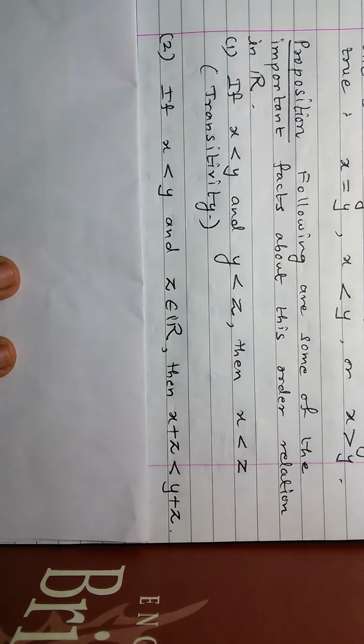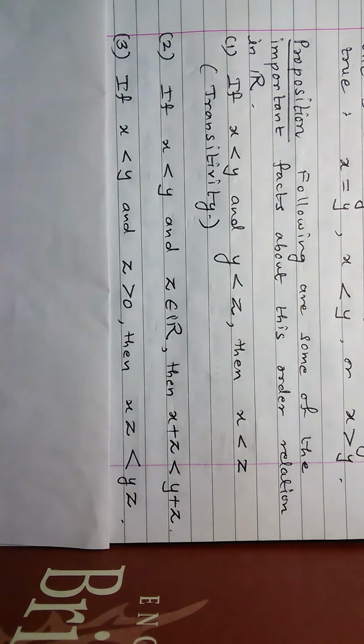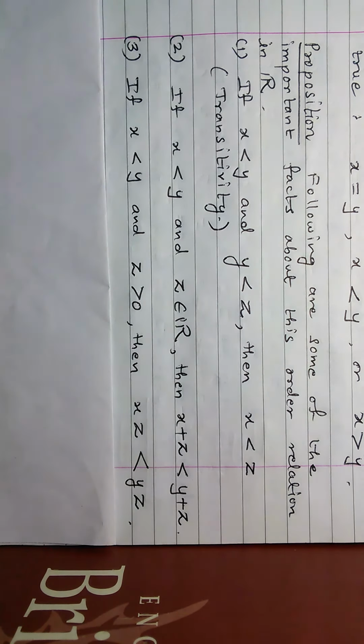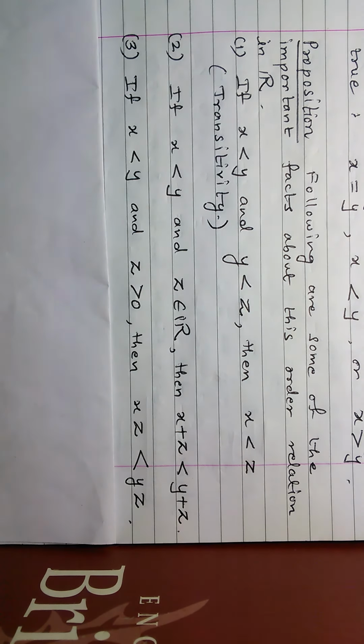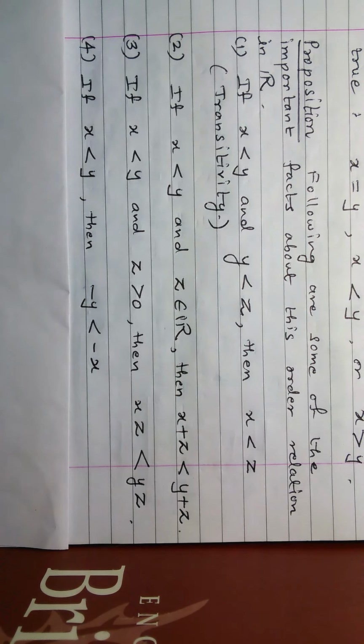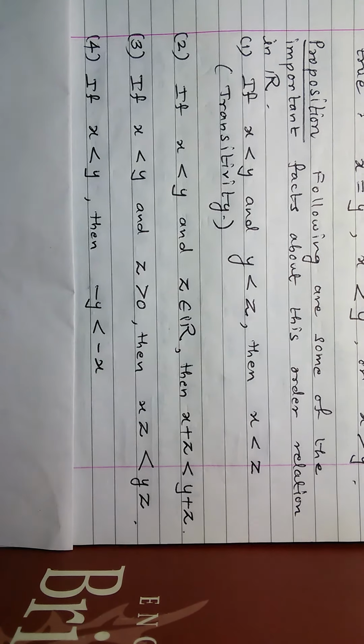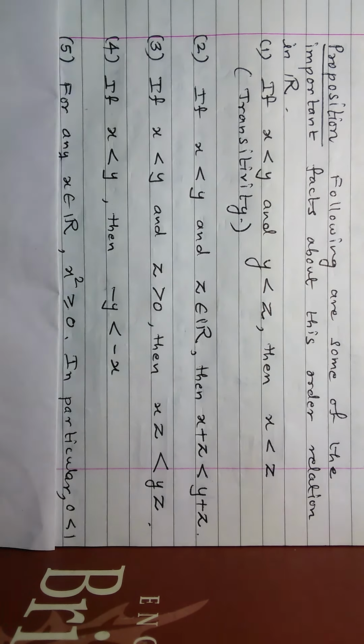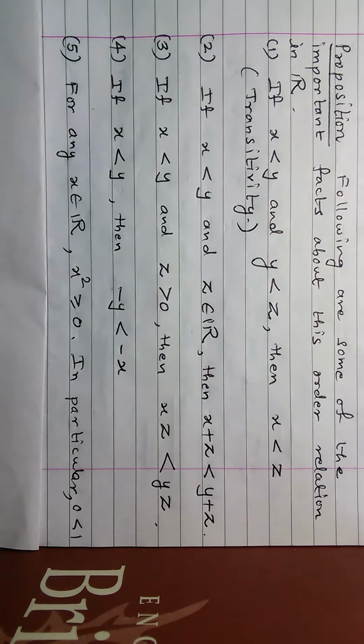The second property is, if x is less than y and you have a real number z, x plus z will be less than y plus z. Then you have a property: if x is less than y and you have a positive real number z, then x into z is less than y into z. If x is less than y, then minus y will be less than minus x, the opposite relation between the negations of x and y.